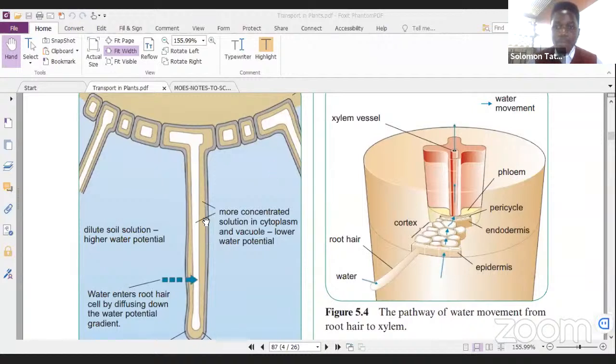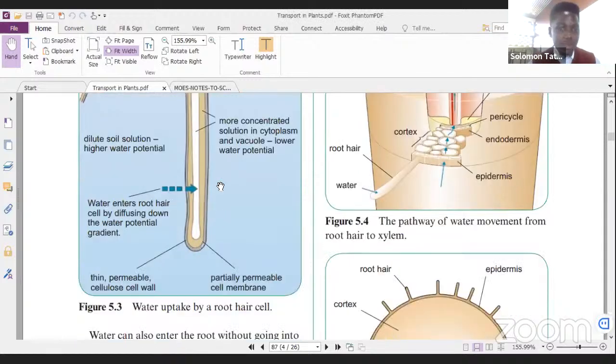All right, so we're looking at this root here and trying to see what we were talking about, some of the characteristics of the root hair and why it is able to absorb water and mineral ions. So in most cases, we see that water enters the root hair by diffusion down the water potential gradient. One of the reasons for that is because it has a thin, permeable cellulose wall, but also a partially permeable cell membrane, which is located right there, as we can see.